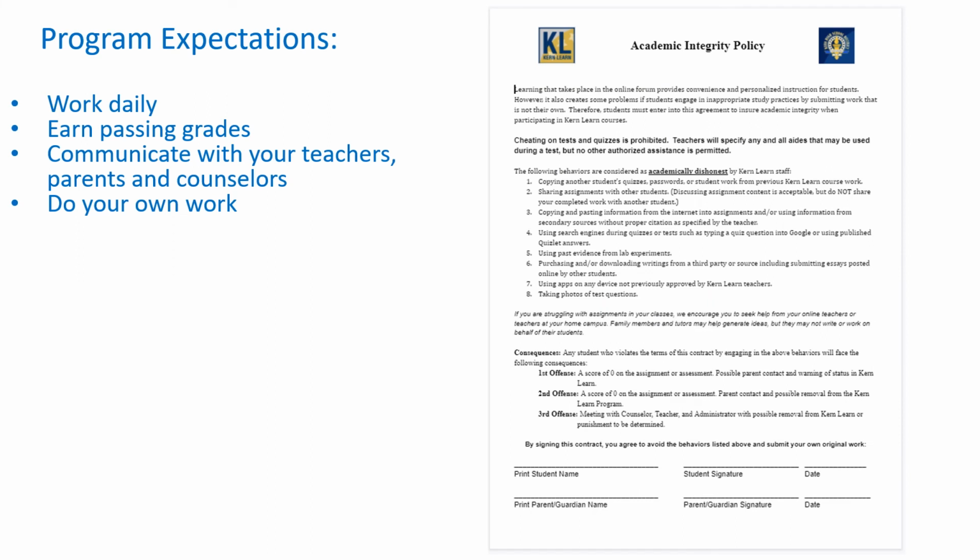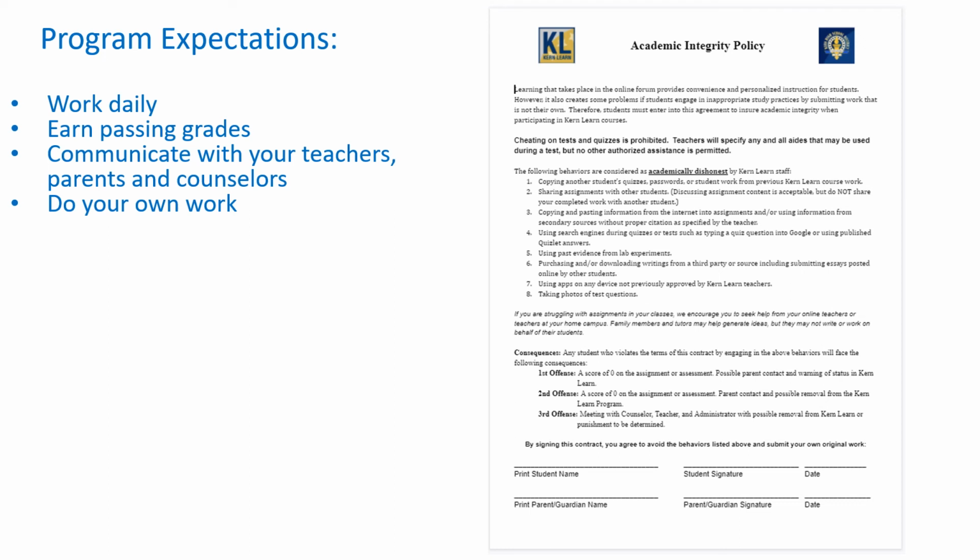Program expectations. Kern students are expected to work daily, turn in assignments on time, earn passing grades, D's or better, communicate with their teachers, parents, and counselors if they need additional help, and turn in their own work. Let's elaborate on this point. Students and parents will be asked to sign an academic integrity policy, which simply states that students need to submit their own work in order to earn credit. Our teachers have software that detects plagiarism and identifies the source used and gives an exact percentage of the plagiarized work. The academic policy also lists the consequences of plagiarizing.